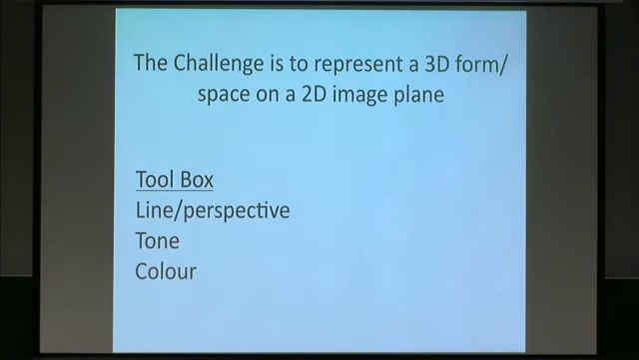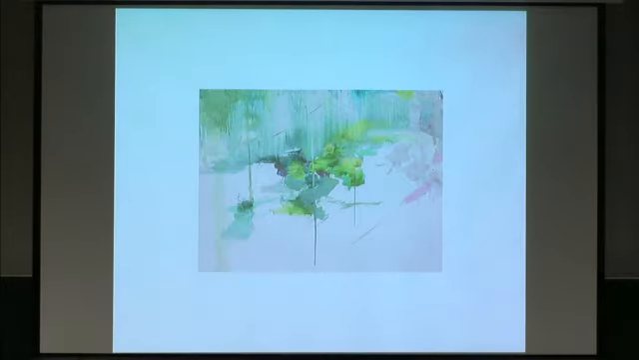As I've said, the challenge is, how do you represent a three-dimensional form or space on a 2D image plane? We do have a set of toolboxes that we use: line, perspective, tone, and color. I'm going to go through those very briefly, and I hope they're not too elementary for many of you. At a very basic level, if you take two lines of varying length or varying thickness on a canvas, it immediately gives you a sense of space. Also, a diagonal line would immediately give you a receding sense of space.